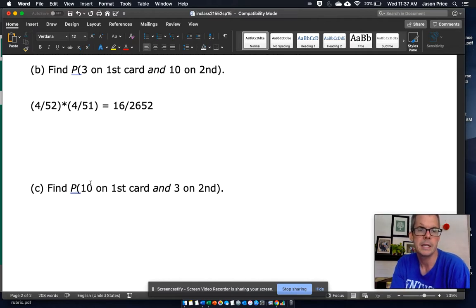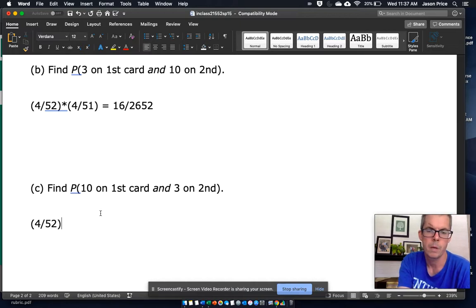Part C, samesies. It's going to be the probability that I pull a 10 first, which is 4 divided by 52. And I want to multiply that times the probability that I pull a 3 on the second card, given that I pulled a 10 on the first card. Given that I pulled a 10, there are 4 3s left in the deck, and there are 51 cards total. So I'll get 16 divided by 2652.